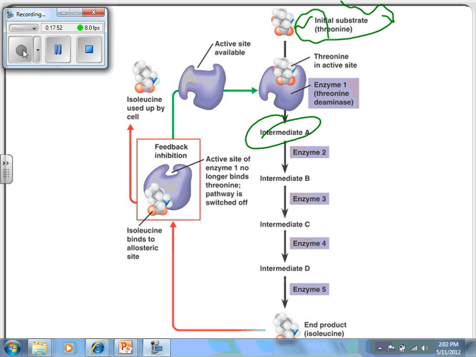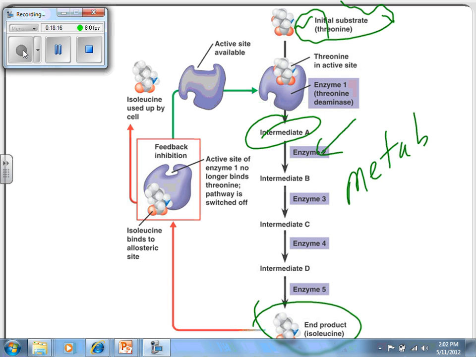This intermediate then becomes the substrate for enzyme 2. Enzyme 2 takes whatever intermediate A is and turns it into B. A different enzyme takes B, turns it into C. So it's a chain of steps. Eventually, that chain of steps leads to what we're trying to make, isoleucine. That whole chain of chemical steps is a metabolic pathway.